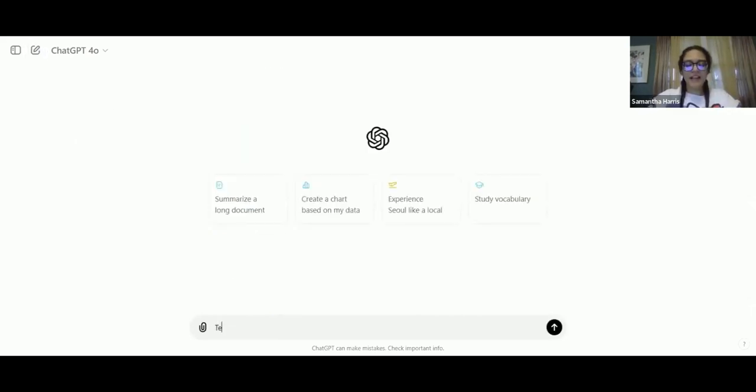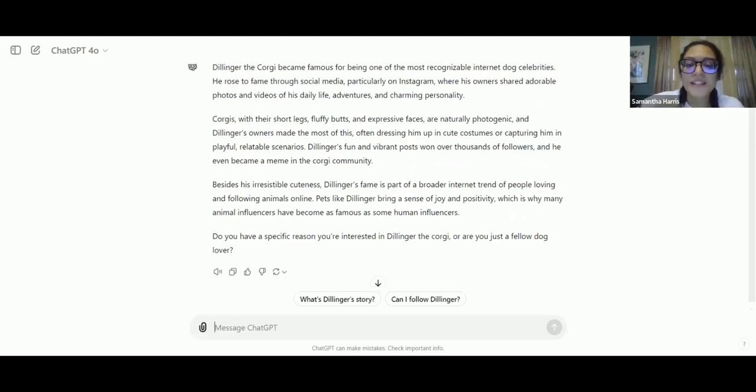I'm going to say, tell me about Dillinger, the famous corgi. Let's see. Dillinger is my corgi. There's no available information on the internet about my corgi, but let's see what Chat GPT has to say about this. Chat GPT focused on the traits of corgis, which is common knowledge, and just used that to say, oh yeah, that must be why Dillinger is so famous.